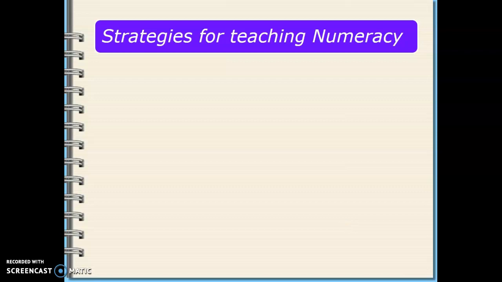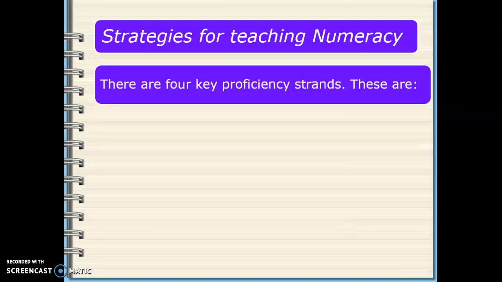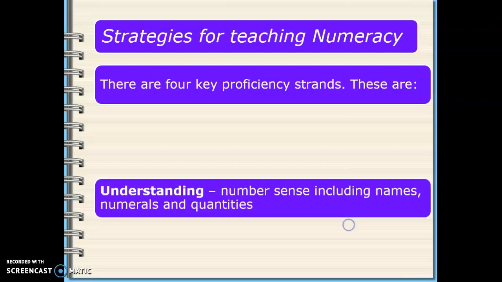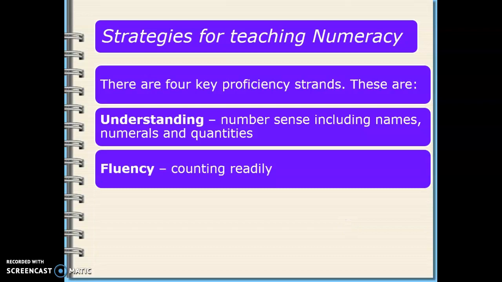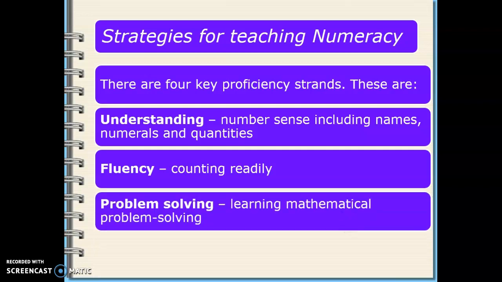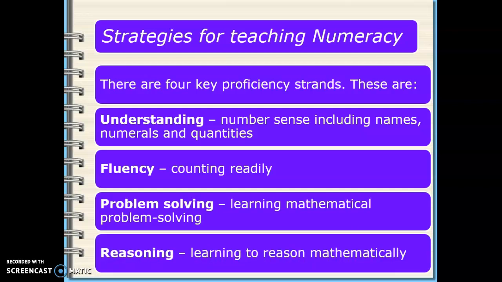We will now explore some of the strategies for teaching numeracy. There are 4 key proficiency strands in teaching numeracy. These are understanding, the number sense, including names, numerals, and quantities. Fluency, basically being able to count easily and readily. There's problem solving, and this has to do with learning mathematical problem solving. And finally, reasoning, learning to reason mathematically.